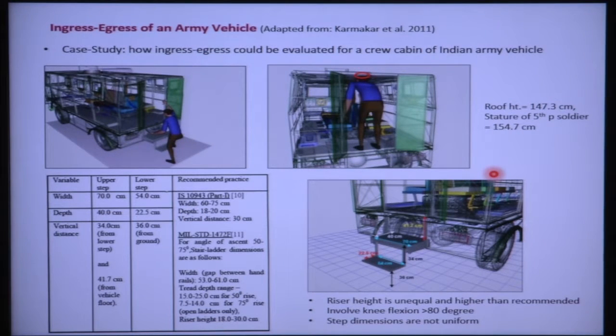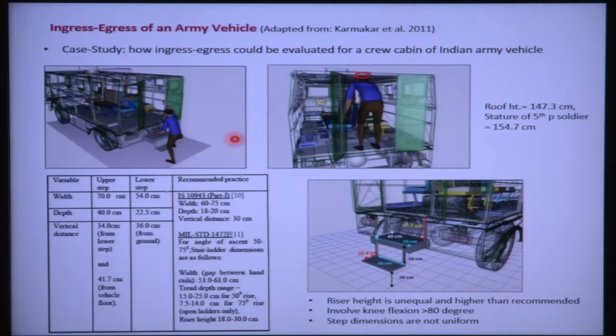In another research paper, Karmakar et al. 2011, they demonstrated how digital human modeling software can be used for ingress egress analysis in an army vehicle. Particularly in this paper, they demonstrated how the entry exit process through the rear door of the army vehicle can be evaluated. From the existing army vehicle, they developed the CAD model, and that CAD model was evaluated with different percentiles of the army population, from 5th percentile to 95th percentile.